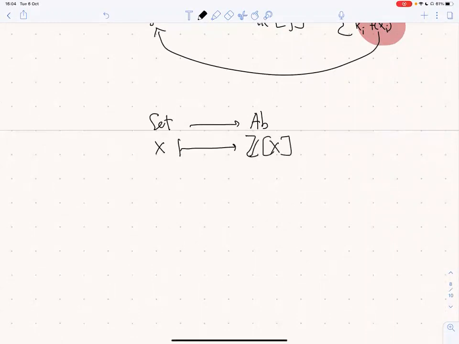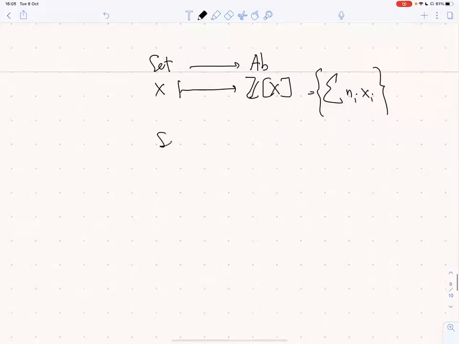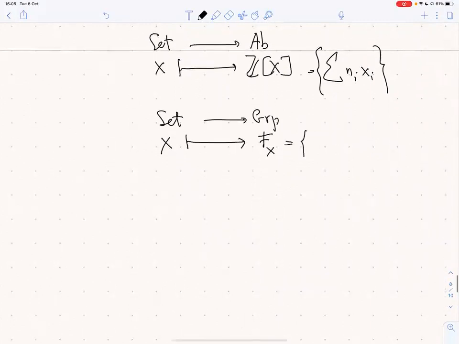Z of X, which is precisely the same example after all. We have sum of n_i x_i, and then everything is the same. And then we have other free constructions, for example, from Set to Group, which sends X to the free group over X. The free group is well known. This is something like x1, x2, x3, just a concatenation of letters. It must be finite though.